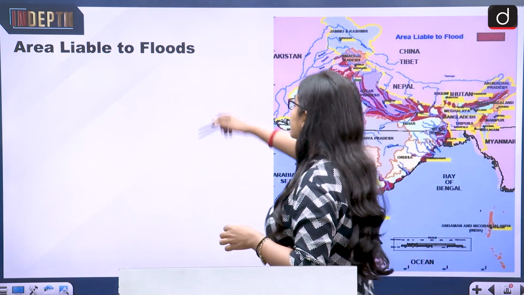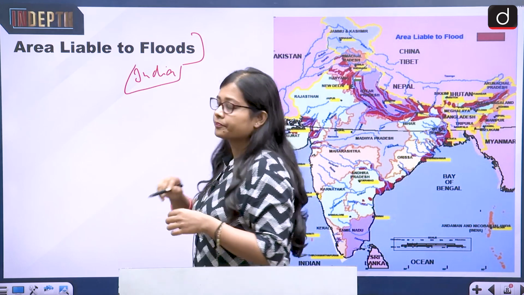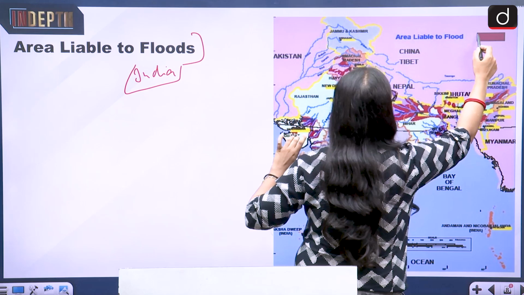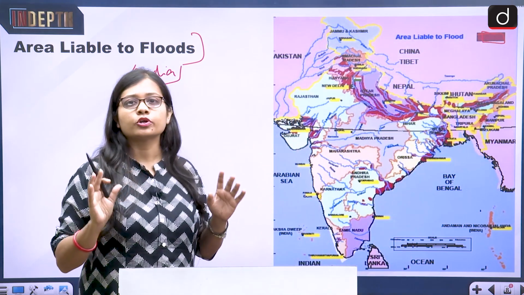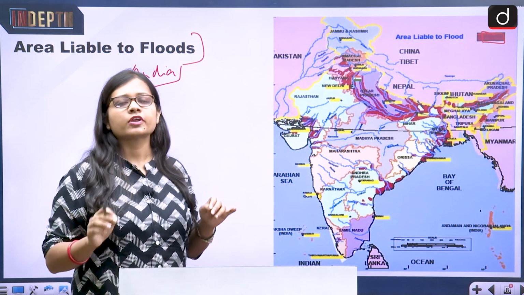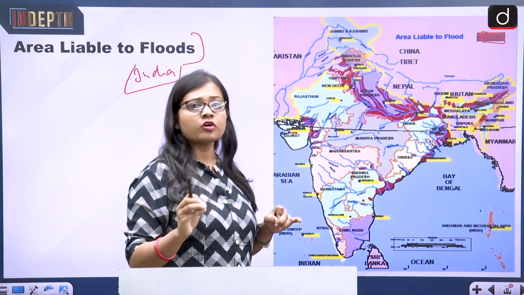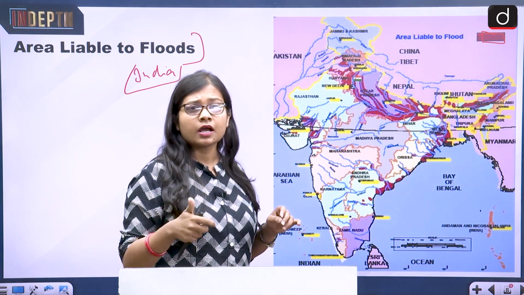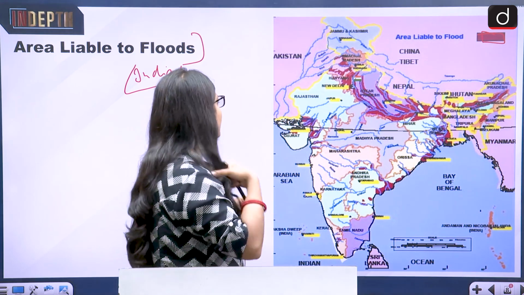Now let us talk about the areas liable to floods in India. If you look at this map, the areas which you are able to see in red are the areas which are very prone to floods. In India, a few of the regions which are very prone to floods can be the Ganga and the Ganga-Brahmaputra basin. So look at this map.